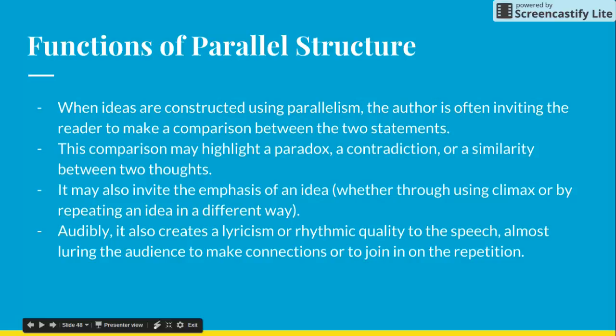So what's the function of a parallel structure? A writer uses it often to invite the reader to make a comparison between two statements or multiple ideas. This comparison might highlight a paradox or a contradiction or a similarity between two thoughts. So if you see things in parallel structure, there might be a connection that you should be making between them, or that the writer might be inviting you to make between them.